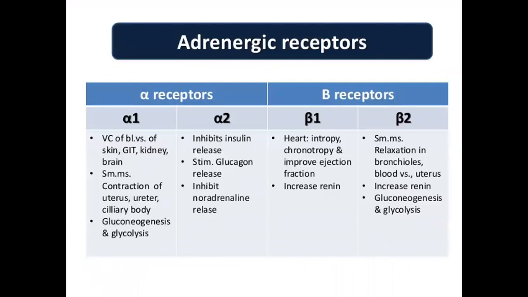All right, this is just a slide to show us the different alpha and beta receptors, where they are located, and what their stimulation or inhibition does in the body. Some of them I've mentioned before. It's good to familiarize yourself with these receptors.